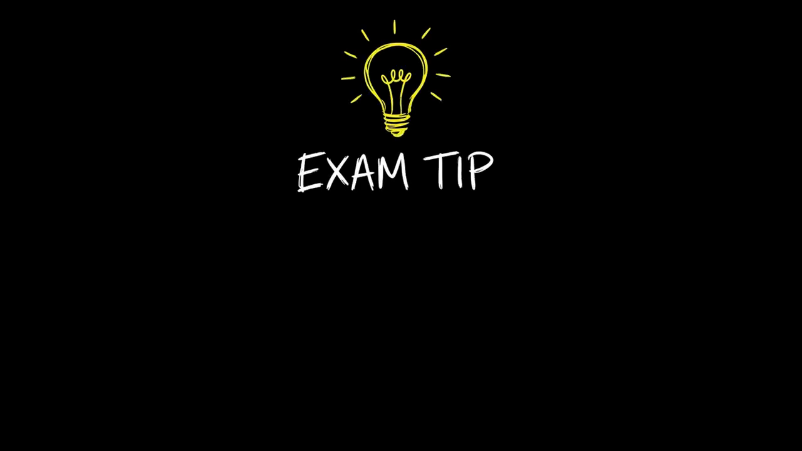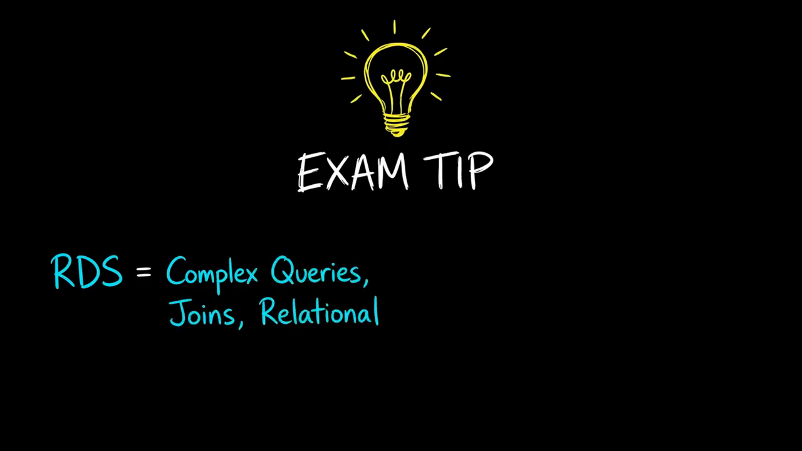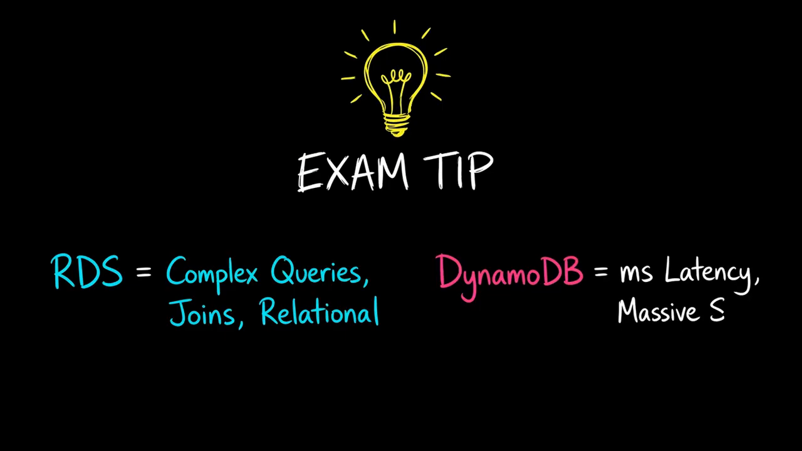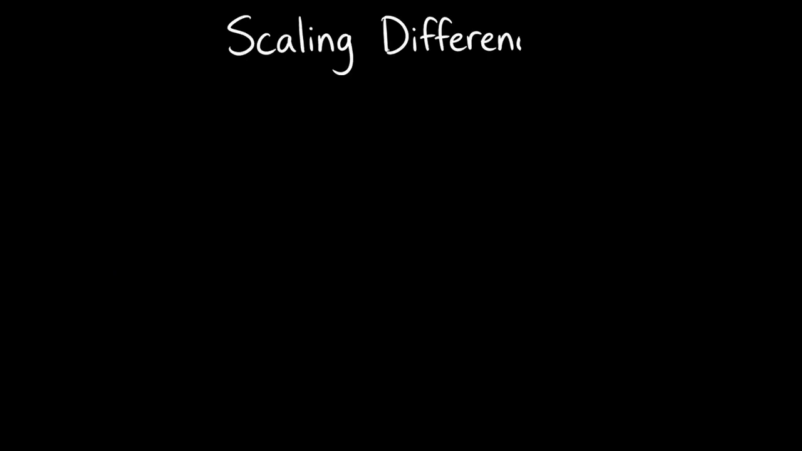Here's an exam tip, and this matters. If an AWS certification question mentions complex queries, joins, or relational data, the answer is RDS. If it mentions single-digit millisecond latency, flexible schema, massive scale, or key value access, the answer is DynamoDB. Memorize those keywords. Under the hood, the way these databases scale is completely different.